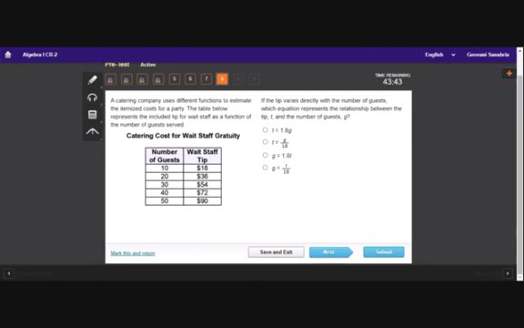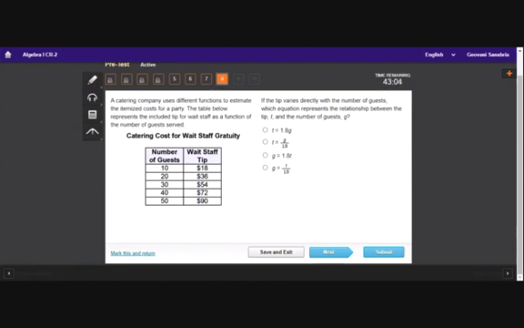All right, varies directly. That's multiplication, right? Yeah. If the tip varies directly with the number of guests, that means... Wait, the tip varies directly with the number of guests. I think it would be t equals, which represents the relationship between the tip and the number of guests. Well, what do you think it would be just from that? Yeah, it'd be 8. That's what I think.